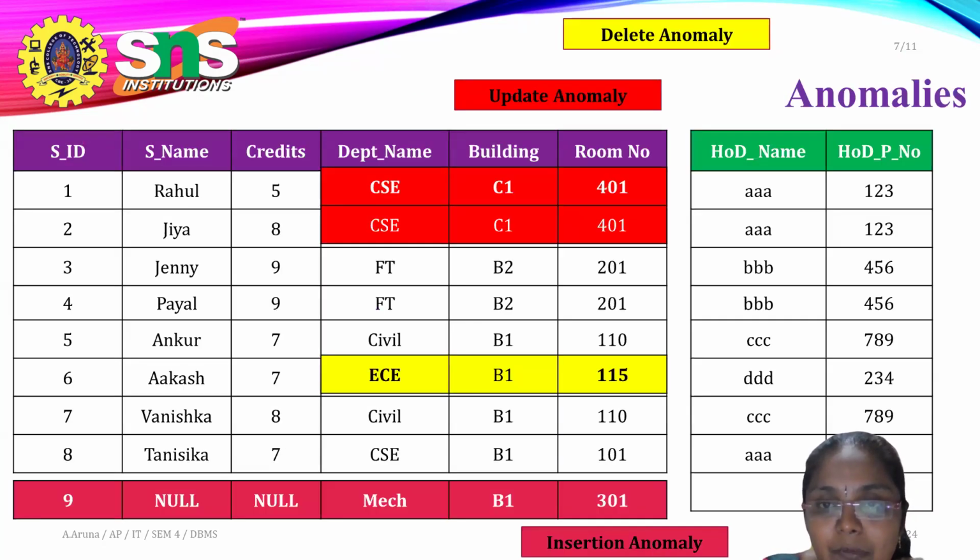Let's assume the example in the same row. If I want to insert a new value and it doesn't have a name and credit, this is called an insert anomaly. If I update C1 here and it doesn't update there, this is an update anomaly. If I want to remove the ECE department alone, I can't, because I can only remove Akash, not the ECE department. So these are examples of insert, update and delete anomalies.